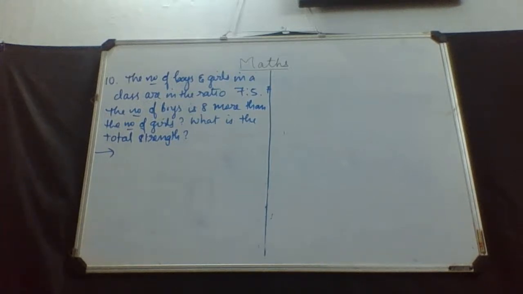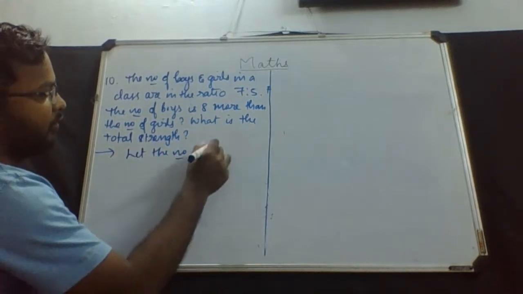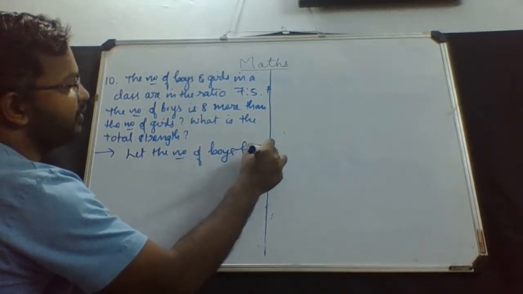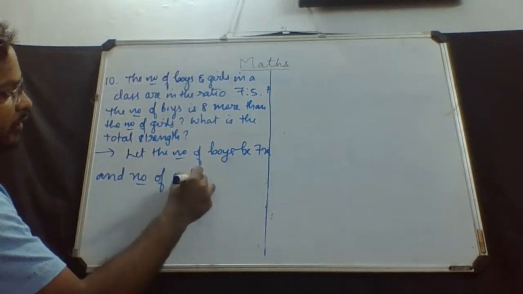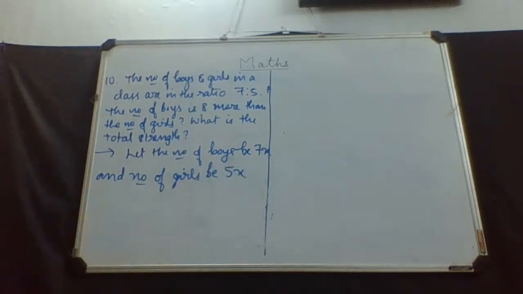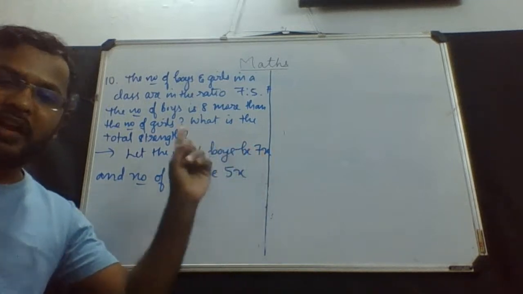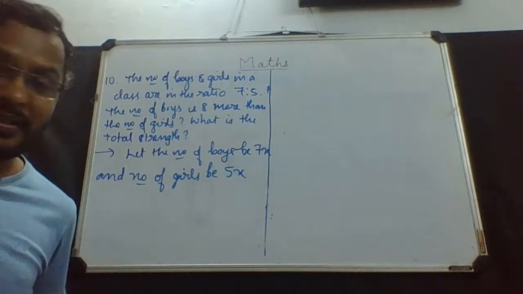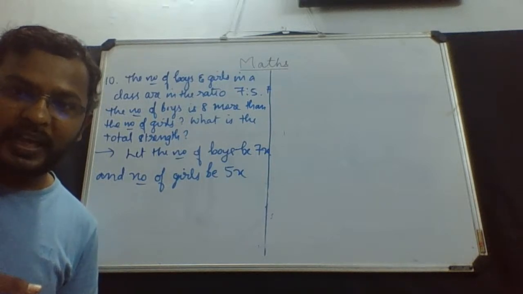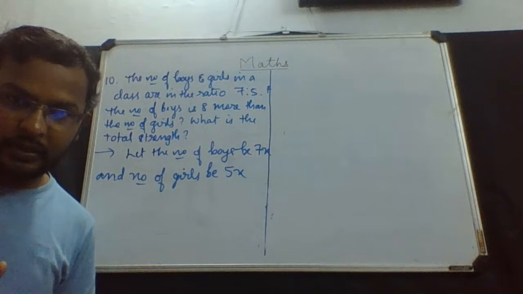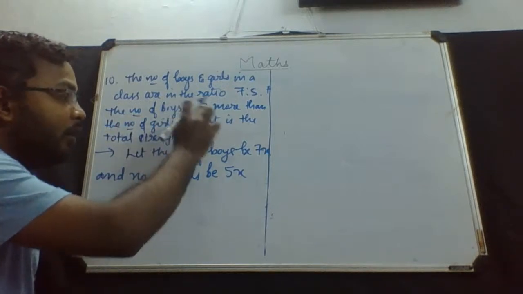So let's take the boys and girls here. Let the number of boys be 7x and the number of girls be 5x. Now I have seen in the comment section one of you has written the number of girls as 5x and the number of boys as 7x, so it is written reversely. Can we write it in reverse? No, we cannot write it in reverse because here boys are more.